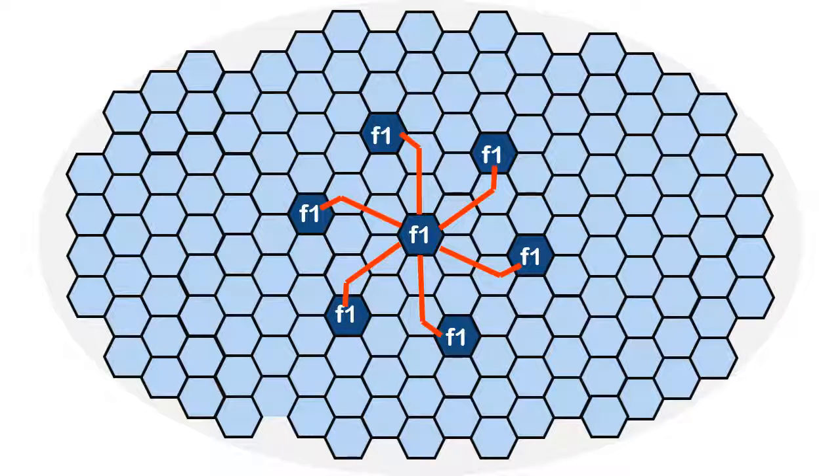The next challenge was how to utilize the allotted frequency as efficiently as possible within a cell. And to address that, we will take a look at what multiple access is in the next lecture.